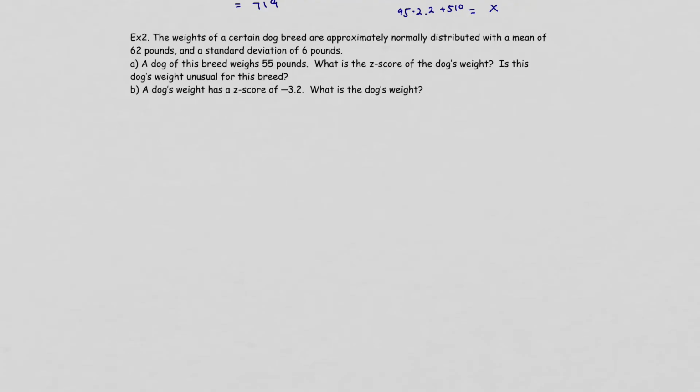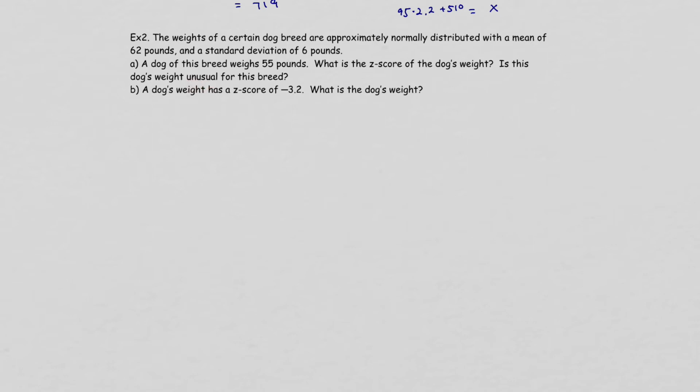So we're going to try one more problem just like that. This one is asking: the weights of certain dog breeds are approximately normally distributed. So we need to make sure the given information is normally distributed in order to use the normal distribution with z-scores. With a mean of 62 pounds and a standard deviation of 6. The first question is asking: a dog of this breed weighs 55 pounds. What is the z-score of the dog's weight? Is this dog's weight usual for this breed?